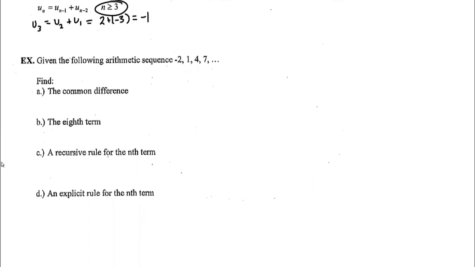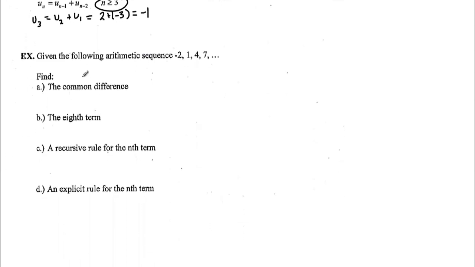Here's an example. Given the following arithmetic sequence, find the common difference. If we took 1 minus -2, it's always the next one minus the previous one to get the common difference. That's 3. 4 minus 1 is 3, 7 minus 4 is 3, so the common difference is 3. Let's find the 8th term recursively.